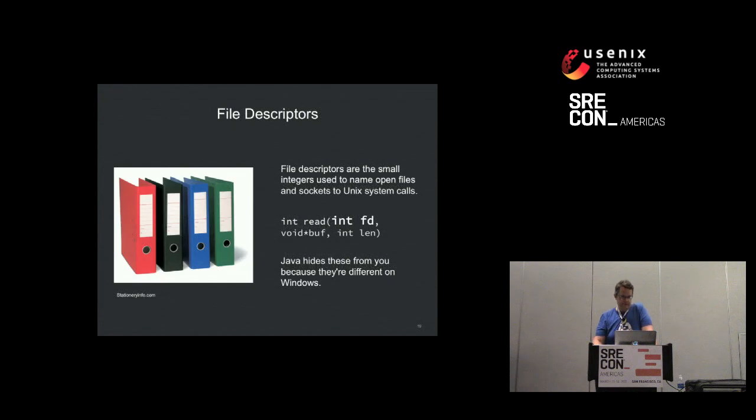File descriptors in particular. So file descriptors, everybody should know by now, are these small integers that are used to name open files and sockets to Unix system calls, like my good friend read up there. And in Java, because it's portable, it tries to handle both the Unix style of file descriptors and the Windows style of file descriptors, which is a little bit different. And so it hides those details from you.